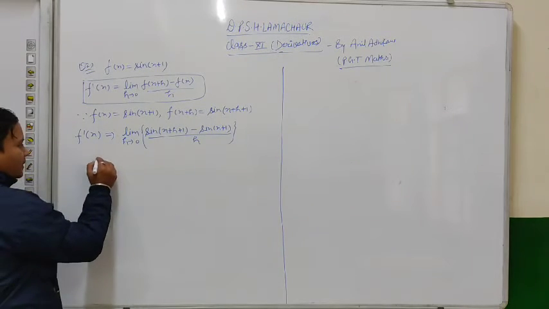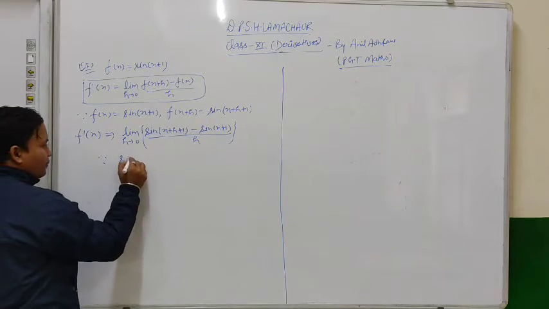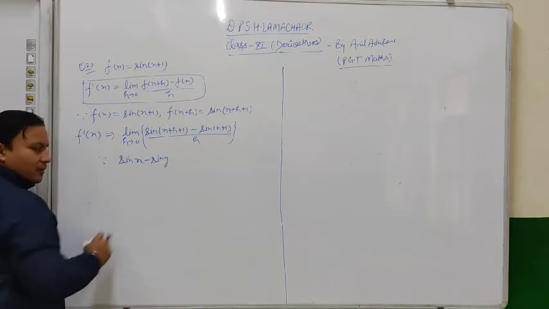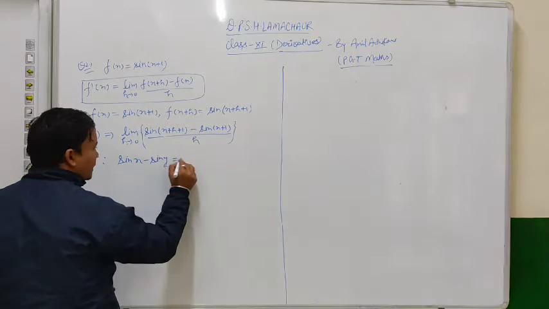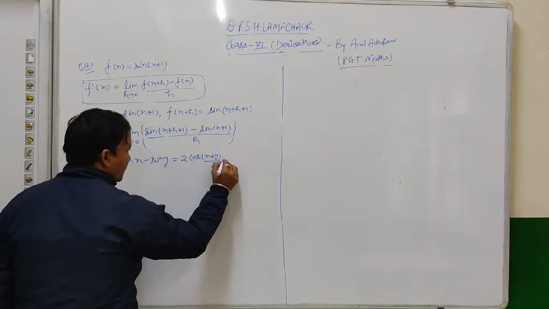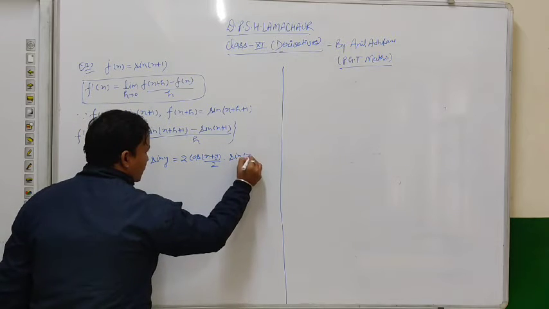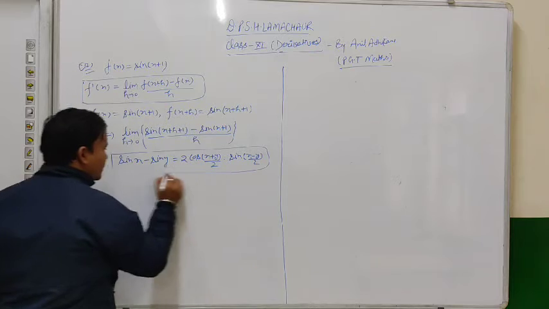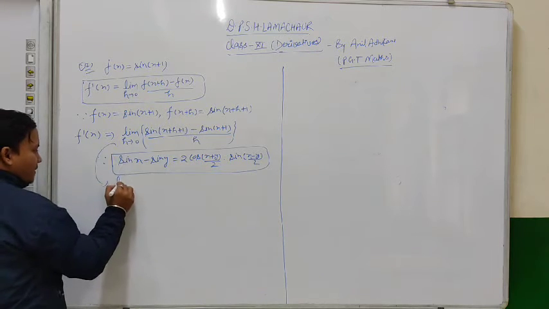So again here the use of the formula sin x minus sin y. Okay. So what is the formula for sin x minus sin y? That is 2 times cos of x plus y by 2 into sin of x minus y by 2. So this is the formula which we will use here. Okay. So limit h tends to 0.